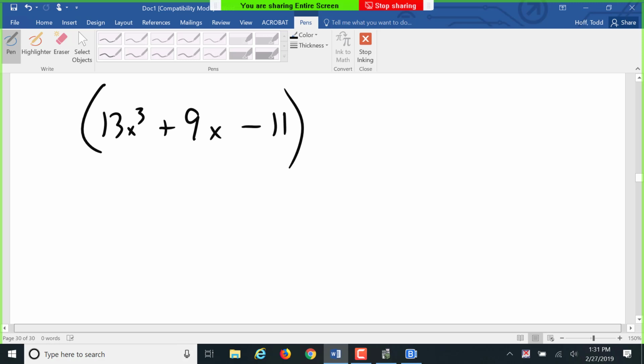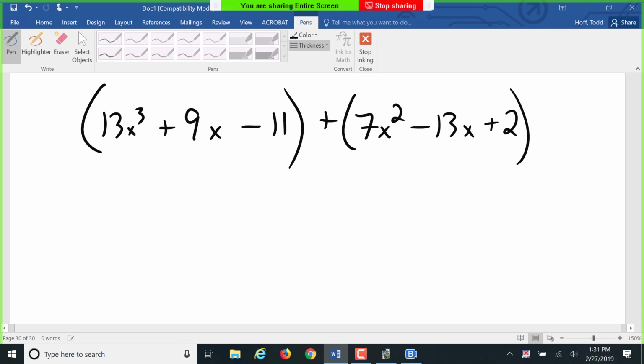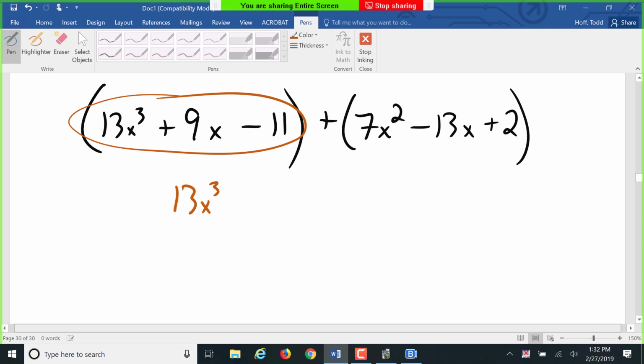So I might have 13x to the third plus 9x minus 11, plus 7x squared minus 13x plus 2. When I write out this first number, what am I going to have to do? What's missing in that? There's no x squared, so I have to put in 0x squared. So then plus 9x and the negative 11 ones.